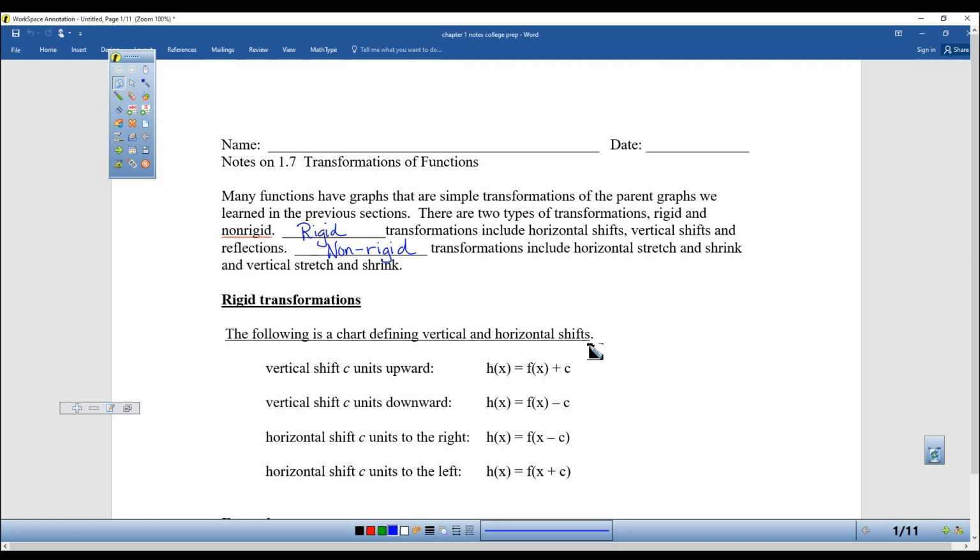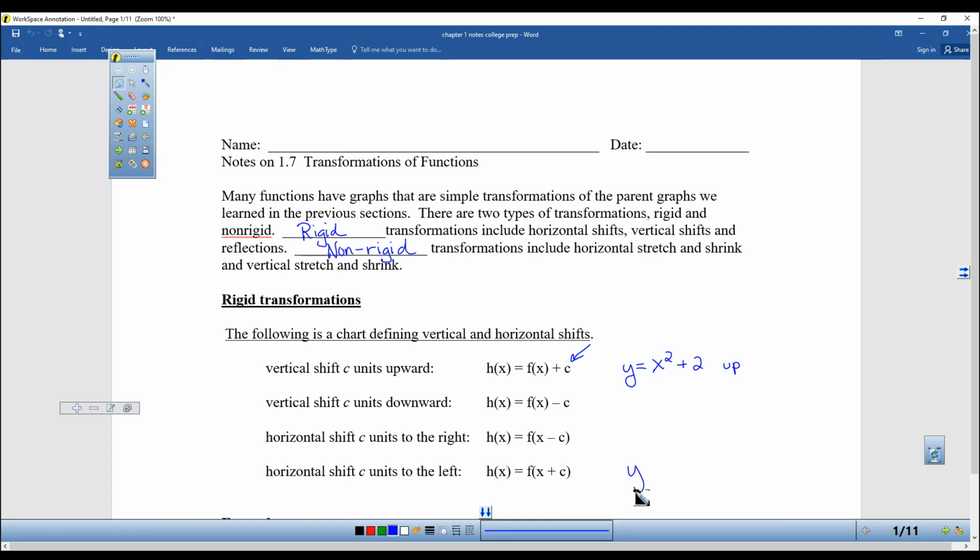Meaning, if there's an extra number, let's just call it c, at the end of a function, that's going to move the function up or down. Up if c is positive, down if c is negative. But if it's actually part of the function, inside the actual function, the squaring function, the square root function, then it's going to move it left or right. So you might see something that looks like this. It's not part of the square, so it would move it up.